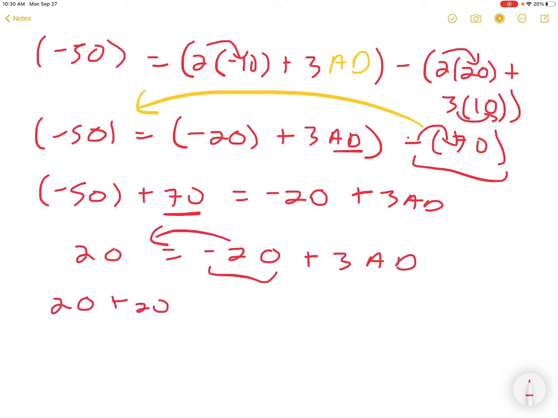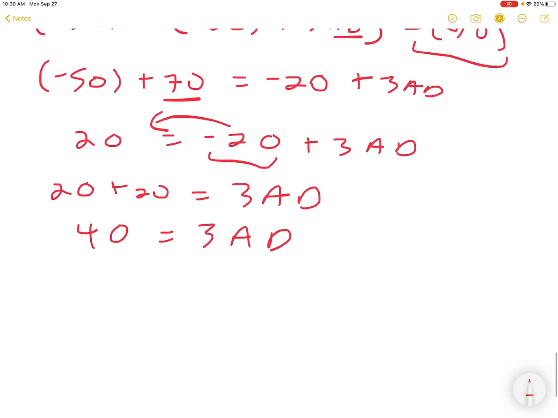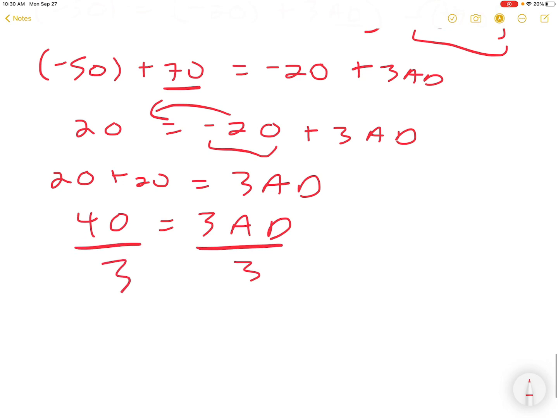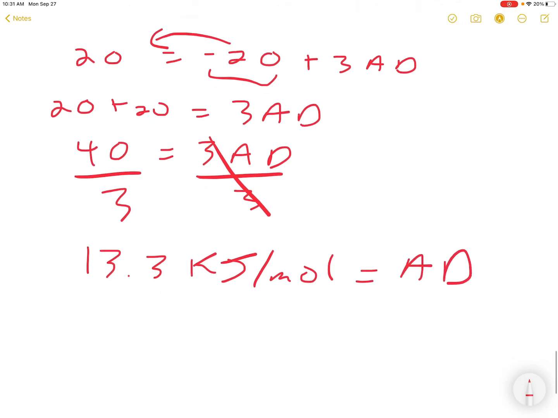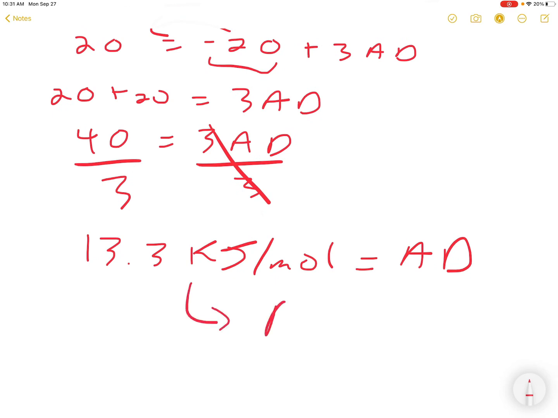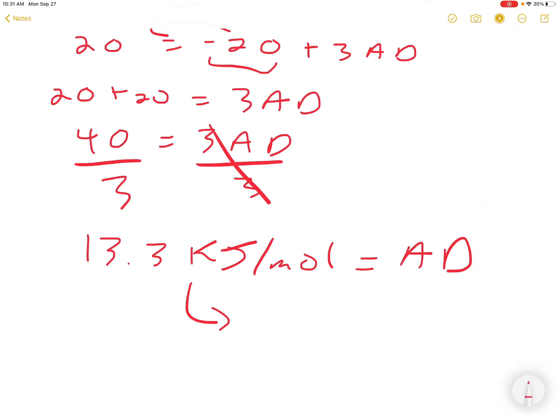And then we're going to bring the negative 20 over, which would become positive 20. And you'd have 20 plus 20 is equal to 3AD. And that would give us 40 is equal to 3AD. And then finally, we can divide both sides by 3 in order to get our molar enthalpies of formation of AD, and if we're doing 3 digits, that would give us 13.3 kilojoules per mole, and that would equal the molar enthalpies of formation of AD, which is a different value than the molar enthalpies of reaction of AD.